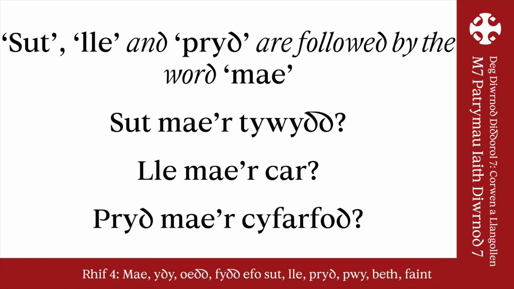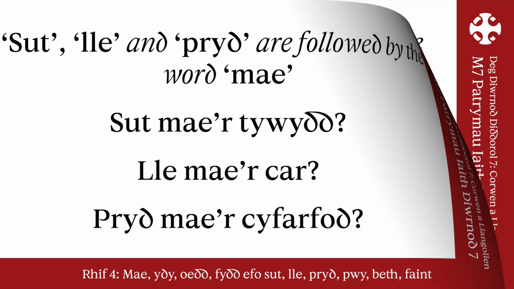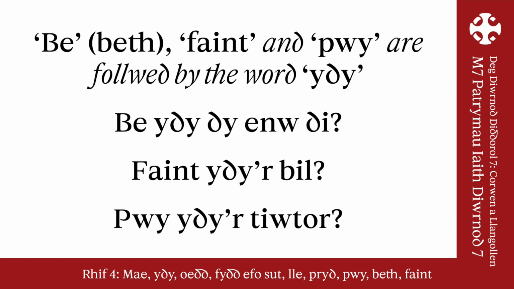In the present tense, sut, lle and pryd are followed by the word mae. Sut mae'r tywydd? Lle mae'r car? Pryd mae'r cyfarfod? Be, beth, faint and pwy are followed by the word ydy. Be ydy dy enw di? Faint ydy'r bil? Pwy ydy'r tiwtor?